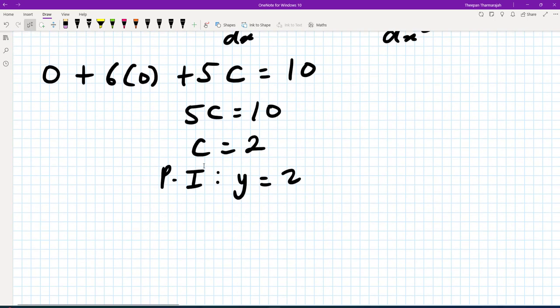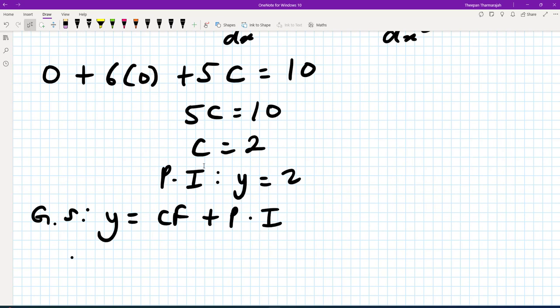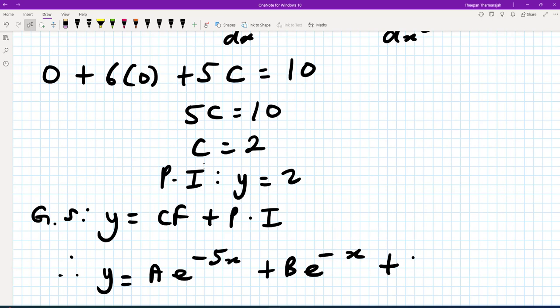So our general solution is y equals the complementary function plus the PI. In our case, therefore, y is a times e to the minus 5x plus b times e to the minus x plus 2.